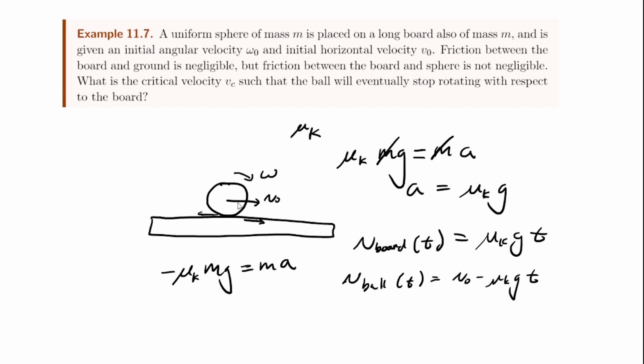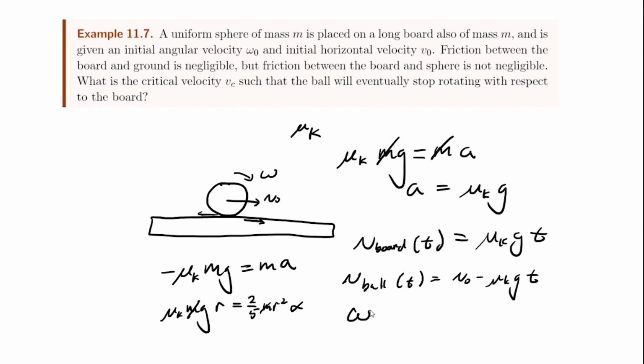And at that moment we also need the ball to stop rotating, otherwise there's going to continue to be a friction force between them, which means they won't eventually stop rotating. So now we need to write omega of t, and for this one we can write tau equals I alpha, and the torque is going to be mu sub k mg times r, which equals, well, this is a uniform sphere, so the moment of inertia is 2/5 mr squared, and we multiply by alpha, the angular acceleration, and we get alpha is equal to 5/2 mu sub k g over r.